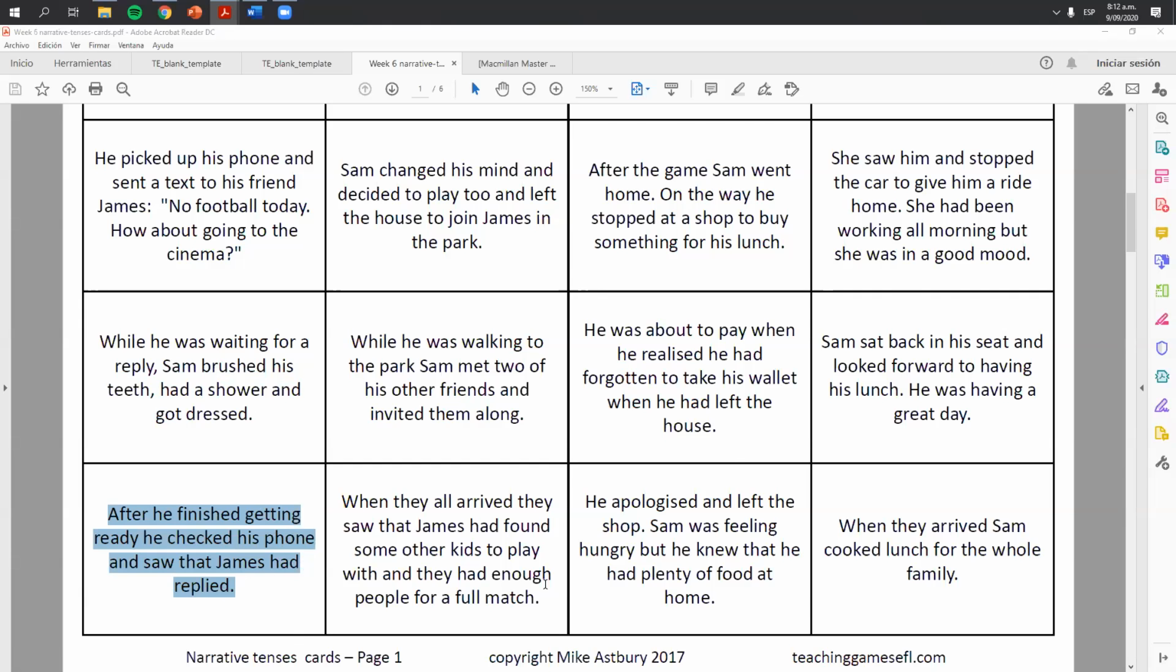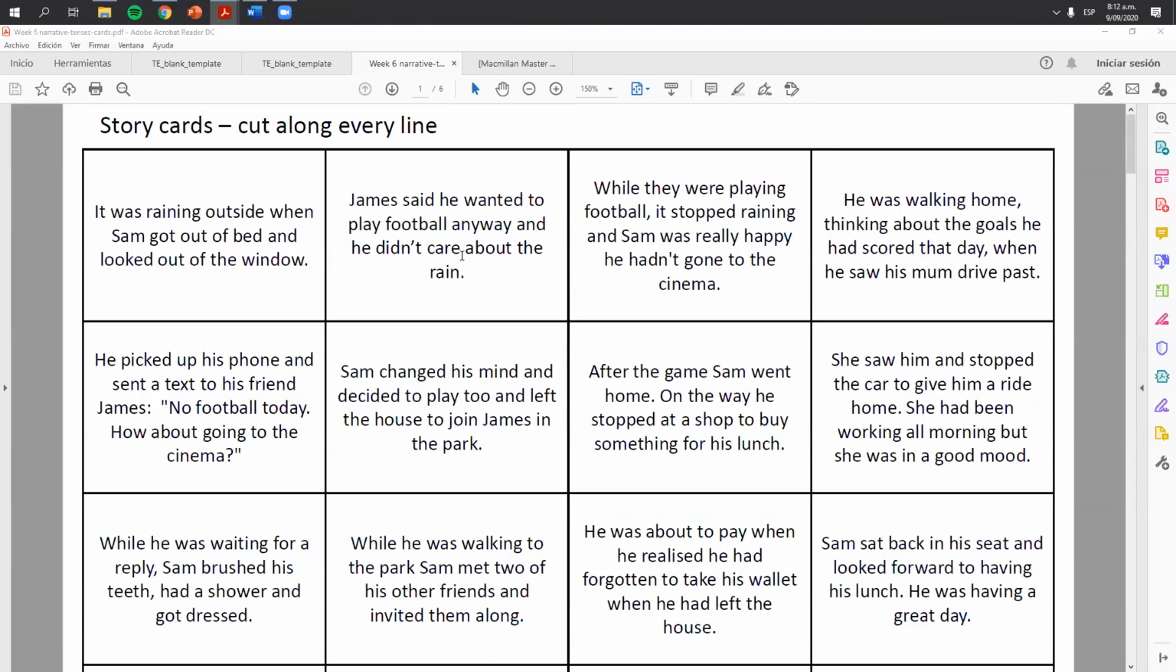Let's continue with the next one, and I would like Juan Paramo to help us with that one. Juan? Yes, teacher, can you repeat, please? My audio failed. Yeah, this one. Here's the next one. I would like you to please read the one which is highlighted. James said he wanted to play football anyway, and he didn't care about the rain.